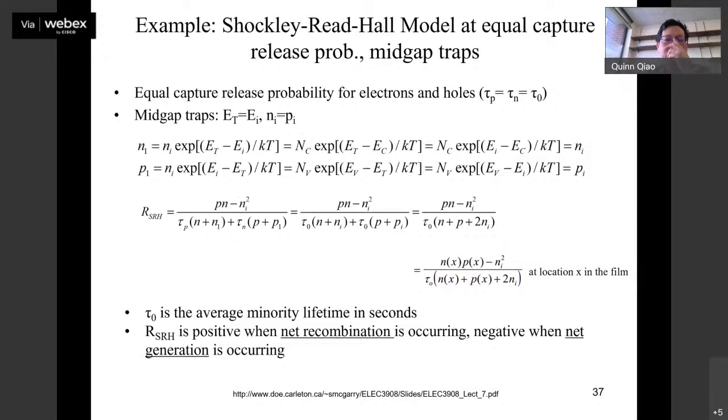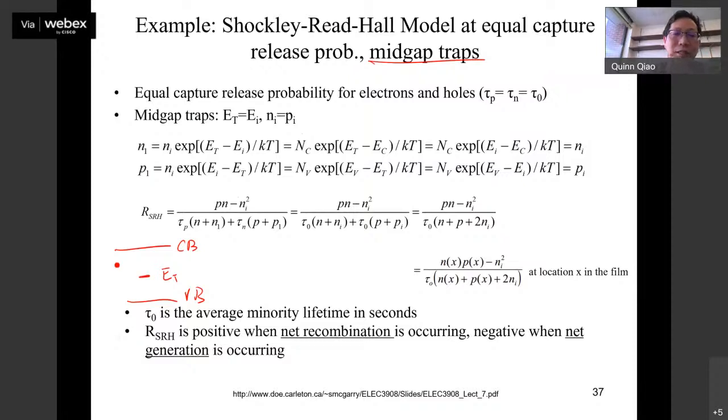This example shows the SRH models. So basically, for mid gap, what does that mean? Mid gap trap. That means they have CB here, VB is here. My trap state happens exactly at this ET. This ET, maybe I should not draw that long. Okay, the density is smaller than CB and VB.